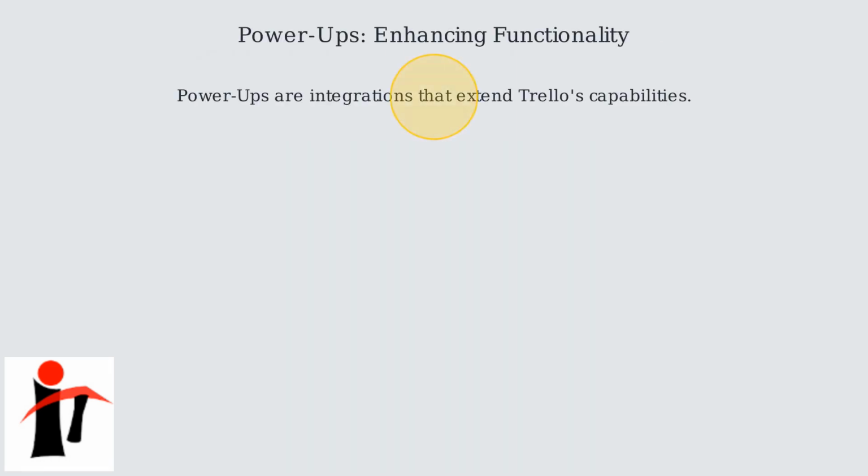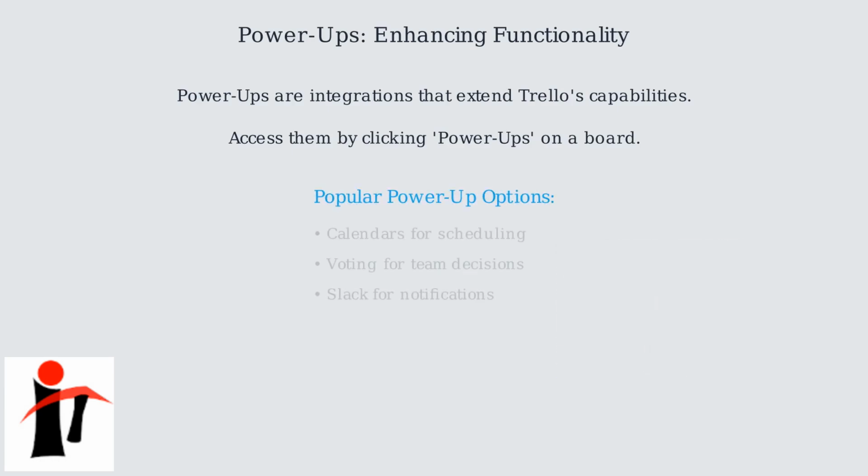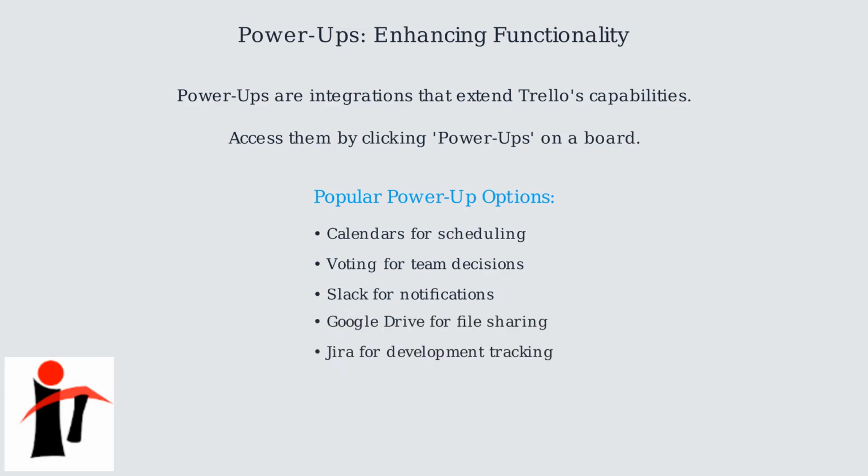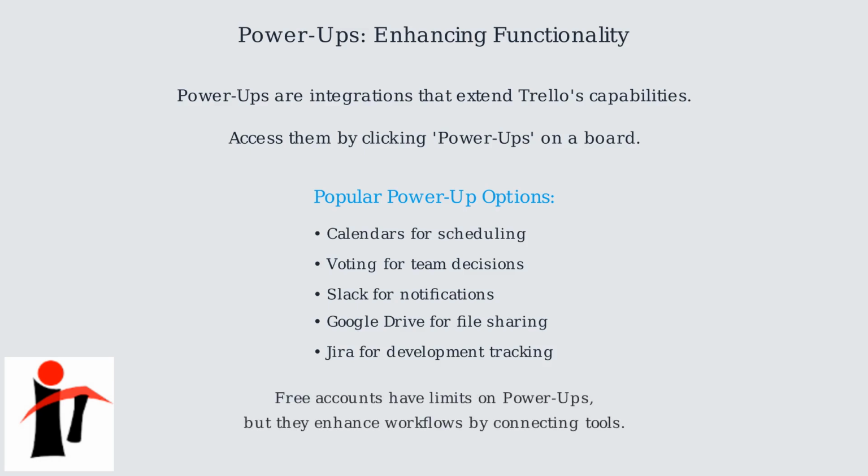Power-ups are integrations that extend Trello's capabilities beyond basic task management. To access power-ups, simply click the Power-ups button on any board menu. Popular power-up options include calendars for better scheduling, voting systems for team decisions, and integrations with communication tools like Slack. You can also connect with file storage like Google Drive and development tools like Jira for comprehensive project tracking. While free accounts have limits on the number of power-ups you can enable, they significantly enhance your workflow by connecting Trello with other tools you already use.